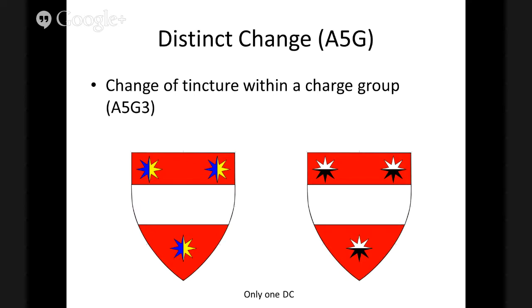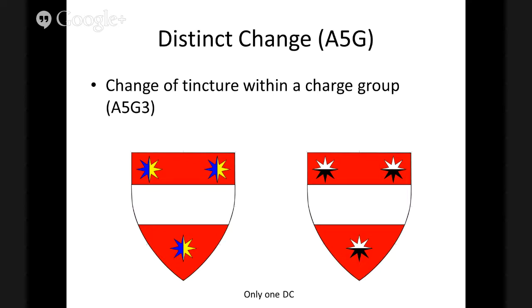You've completely changed the color of each of the two groups. We've changed the colors. What else have we done to them? You've also changed the line of the division. Okay, so how many DCs does that get me? If I recall from three slides ago, it's only one. Exactly, because both changing the line of partition and changing the actual tincture count as part of that whole changing of the tincture. They're the same charge group. You can only get one DC.